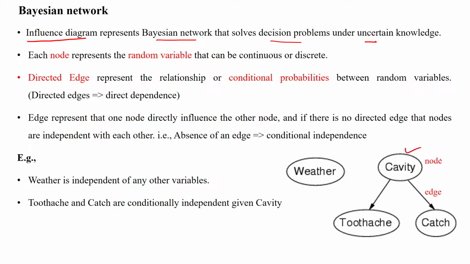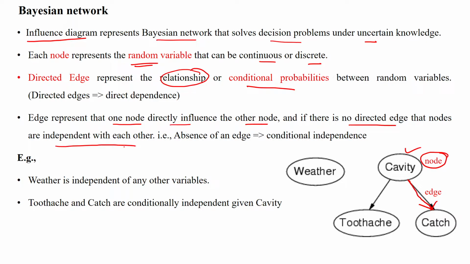Here each variable is assumed as a node, and the connectivity between the variables is called an edge. Each variable is a random variable which can be continuous or discrete. The directed edge provides the relationship or conditional probability between the features. Each edge represents that one node directly influences another node. If there is no directed edge, then the nodes are independent of each other.